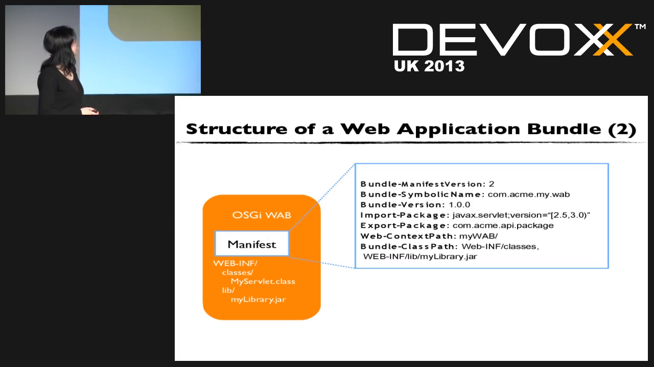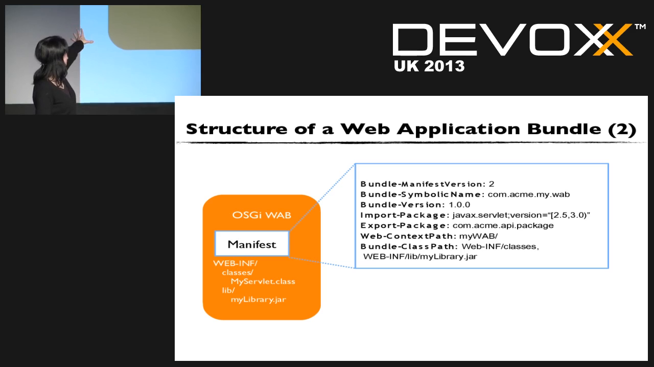So with all that, what do you have? We've got your OSGi bundle. You've got your OSGi headers. You've got your web context path. And then you've got that extra bundle class path. And there you are. You're good to go. As long as you have the right container, it all just works.